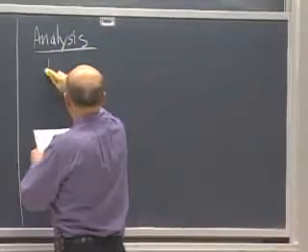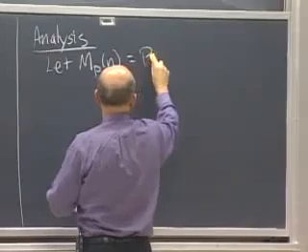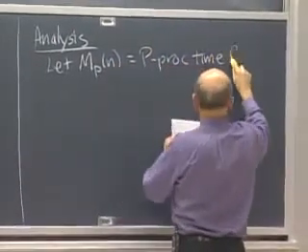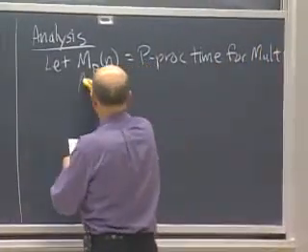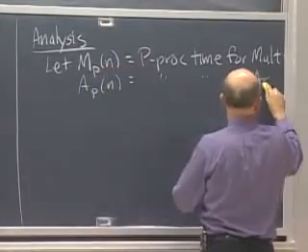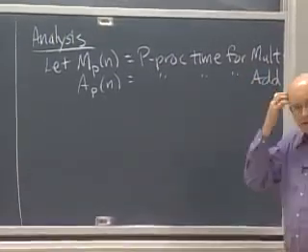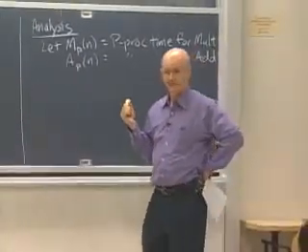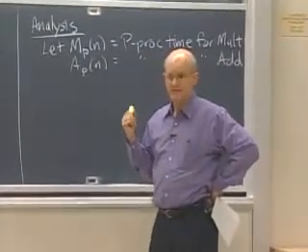Okay, so let m sub p of n be the p processor execution time for our mult code, and a sub p of n be the same thing for our matrix addition code. So the first thing we're going to analyze is work. And what do we hope our answer to our work is? When we analyze work, what do we hope it's going to be?